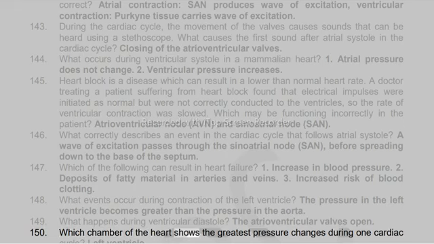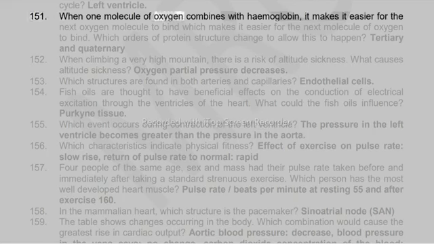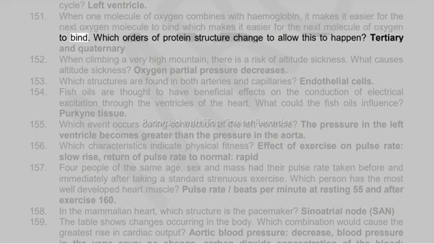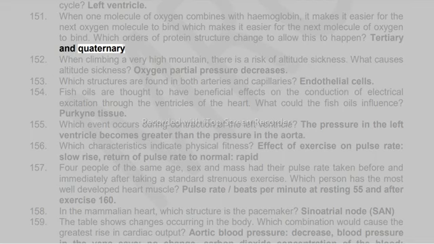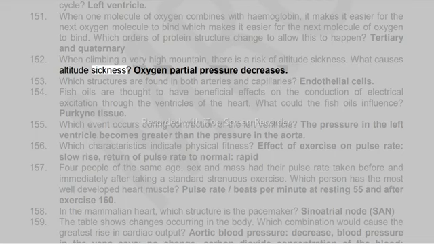150. Which chamber of the heart shows the greatest pressure changes during one cardiac cycle? Left ventricle. 151. When one molecule of oxygen combines with hemoglobin, it makes it easier for the next molecule of oxygen to bind. Which orders of protein structure change to allow this to happen? Tertiary and quaternary. 152. When climbing a very high mountain, there is a risk of altitude sickness. What causes altitude sickness? Oxygen partial pressure decreases.